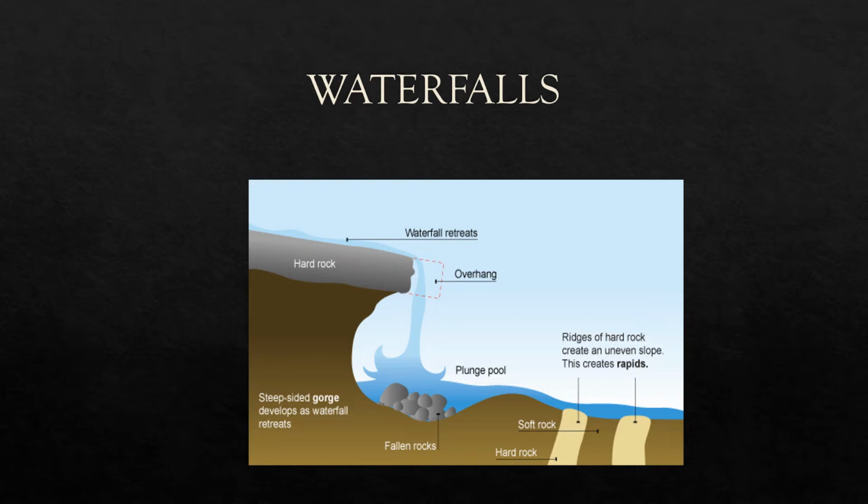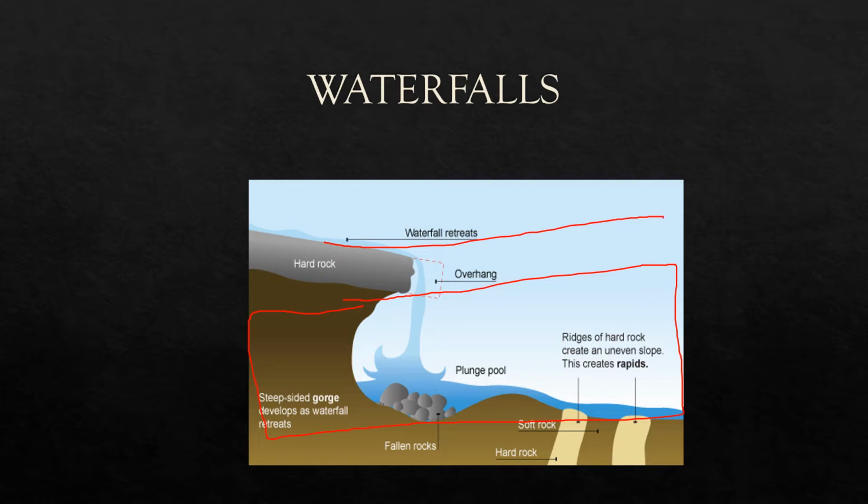Moving ahead, waterfalls. Waterfalls are formed because of the presence of some harder rocks and some softer rocks in the region. If the rocks are not much harder, they can be easily corroded by the river. But if they are harder, they cannot be corroded by the river. Looking at this channel of the river, we can see that the softer rocks are present here, but the rocks above them are harder.